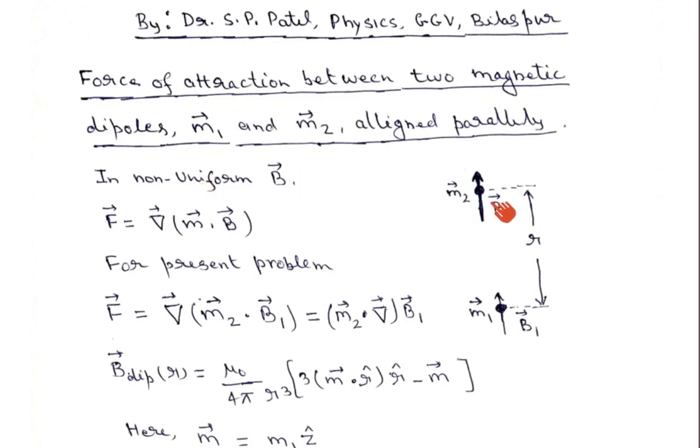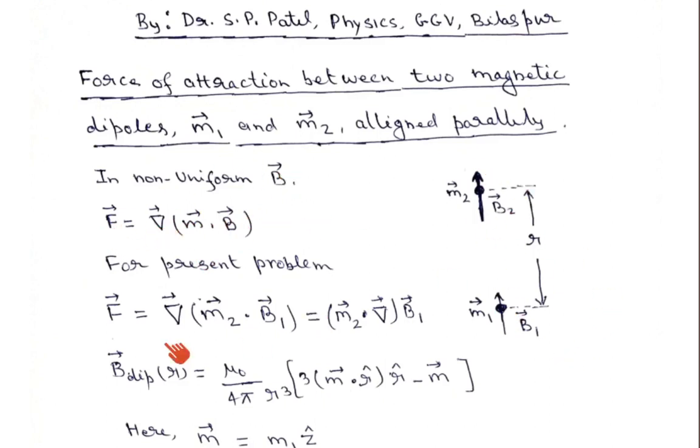In a non-uniform magnetic field B, if you write the force, we calculated a formula, we did a derivation, that F is equal to del in bracket m dot B, where m is the dipole moment and B is the magnetic field.